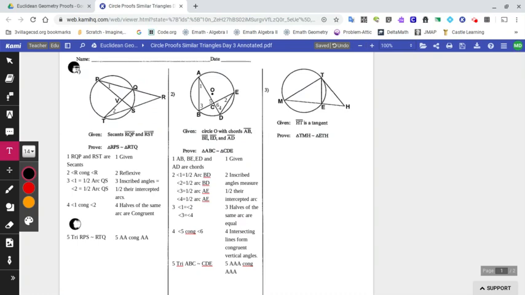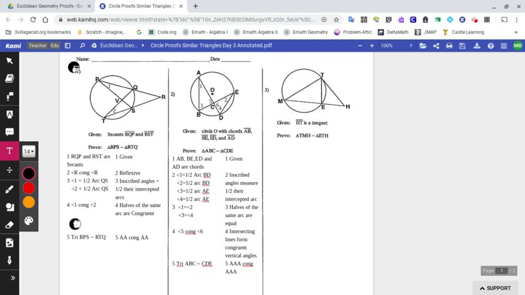And here's number 2, using a couple of the same ideas. AB, BE, ED, and AD are all chords. Angles 1 and 2 are both halves of arc BD, and angles 3 and 4 are both halves of arc AE. Inscribed angles measure half their intercepted arc. So angle 1 is congruent to angle 2, and angle 3 is congruent to angle 4, since halves of the same arc are equal.